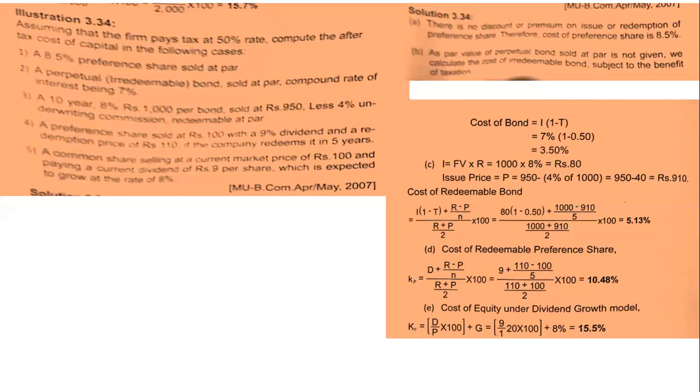Then the second thing: as the par value of the perpetual bond sold at par is not given, we calculate the cost of the irredeemable bond subject to the benefit of taxation. In order to get the tax advantage, we are supposed to calculate the cost of the irredeemable bond by considering the tax rate. So this is the brief explanation. Now let us proceed further to compute the cost of bond.